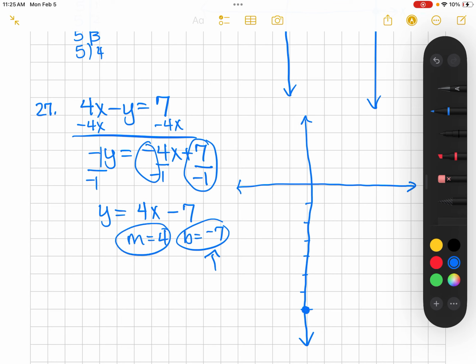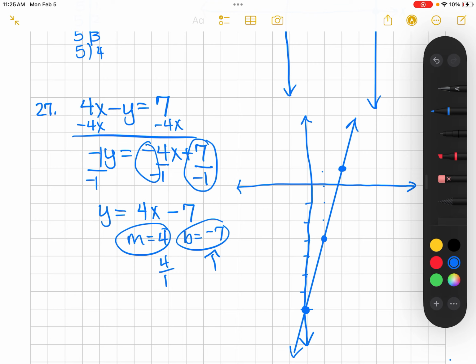And then my slope is 4, so that means 4 over 1. I'm going to go up 1, 2, 3, 4, and over 1. And I'm going to do it again. 1, 2, 3, 4, and over 1. That way I can make sure that my line's super straight. I put my ruler down and draw my line through the entire graph. Okay, and there's my graph for number 27.